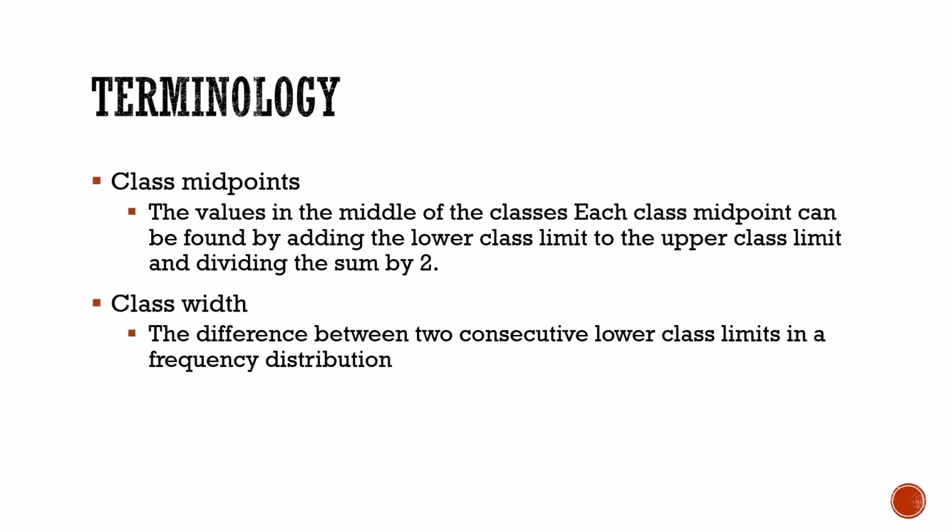Class midpoint is the number in the center of each class, right? To find the middle value of two numbers, you add them together and divide by 2, because middle and average are the same thing. The width is roughly how wide the class is, but notice that they call it the difference between two consecutive lower class limits. That distinction is going to be important in a second.